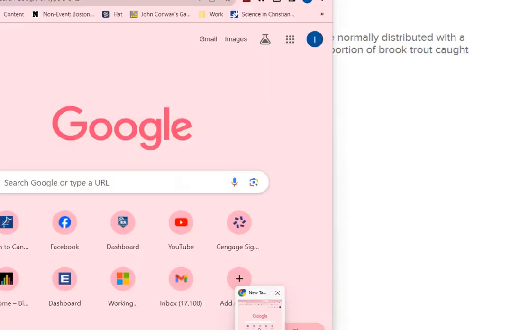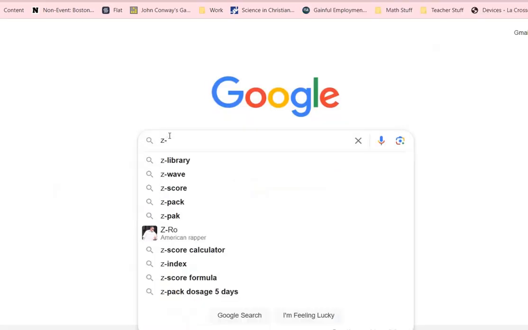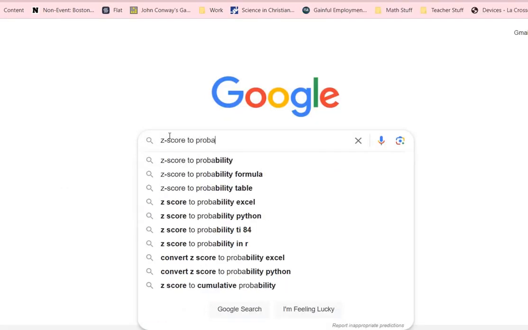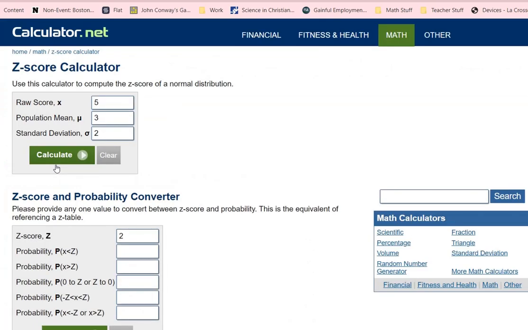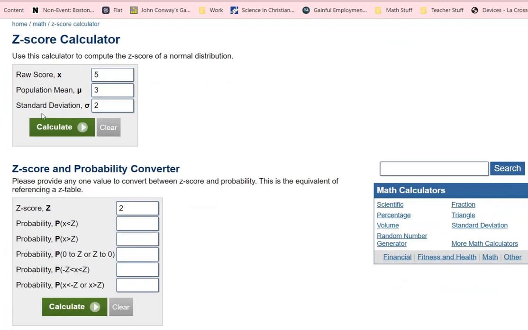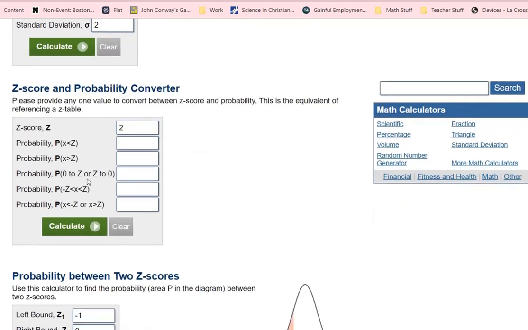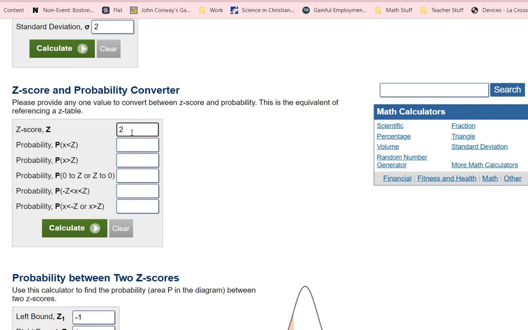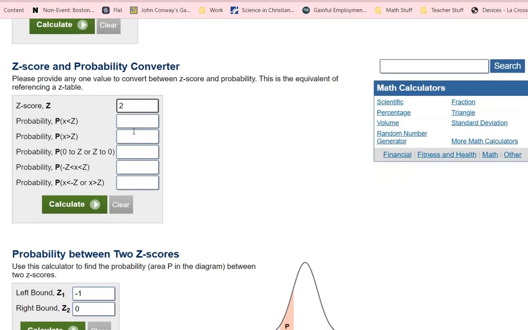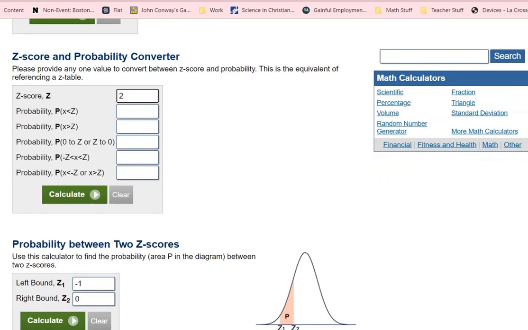So what we want to do is go to Google. I'm going to type in z-score to probability calculator. You could use a table where you have to manually look it up like in a textbook, but this is quicker. So this website probably would work. It looks a little complicated because there's a whole bunch of different boxes, but we have a z-score. We're trying to convert it to a probability, so let's use this box down here.